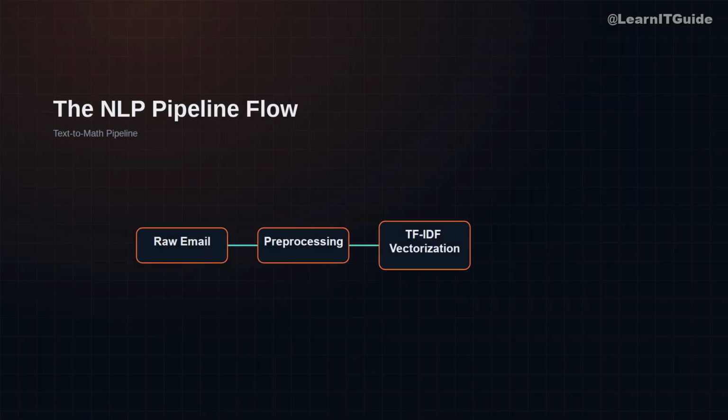Here is the architectural path we are taking. We start with raw, messy email text. We clean it through preprocessing. We then convert those words into a numerical matrix using TF-IDF. Finally, that matrix is fed into our model to decide if the email is spam or ham. Let us move to the first stage.